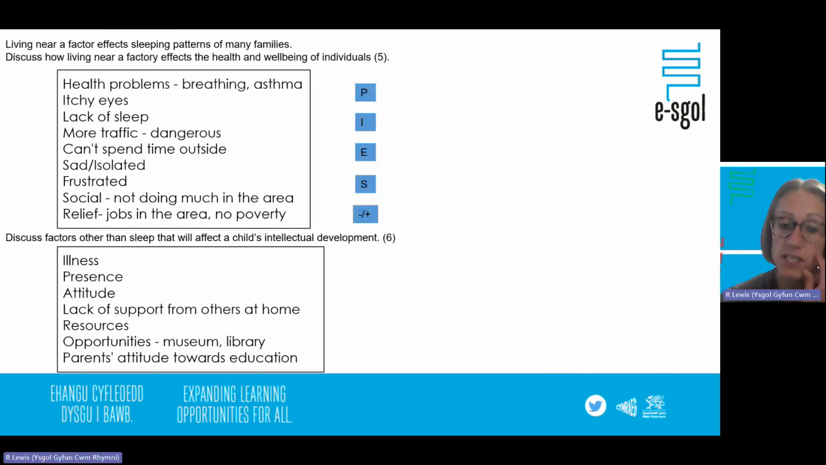So, this is the examination question. Now, the first part of it is obviously related to the fact that we live next door to a factory. And then the second part will look at the contributing factors that can affect a child's intellectual development. So first of all, living near a factory affects sleeping patterns of many families. Discuss how living near a factory affects the health and well-being of individuals. So we have 5 marks here.